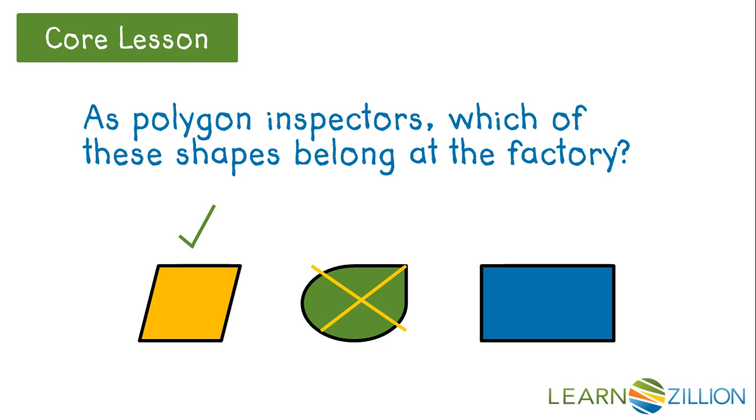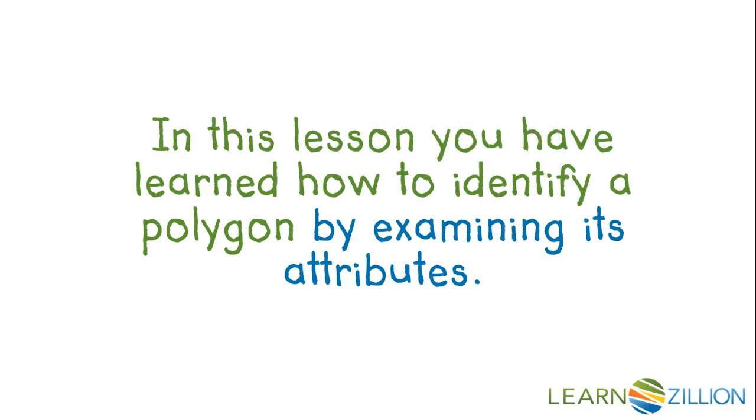Our final inspection is this blue figure. Does it belong? It does, because it has four straight sides that are connected without any gaps. Well done. In this lesson, you have learned how to identify a polygon by examining its attributes.